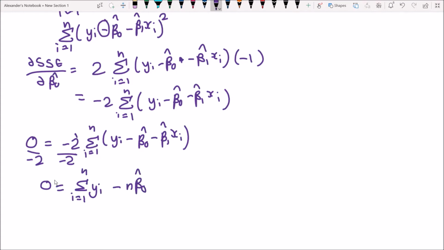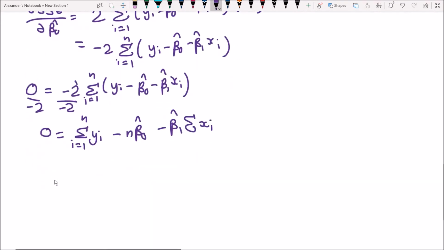n beta 0 hat, because we have negative beta 0 hat summed n times, so that becomes negative n beta 0 hat. And beta 1 hat is also a constant with respect to i, so we can bring that outside of the summation. It becomes negative beta 1 hat times the summation of xi. Remember the results that we derived at the very beginning of this video. This is n y bar, minus n beta 0 hat, minus n beta 1 hat x bar, and this is all equal to 0.